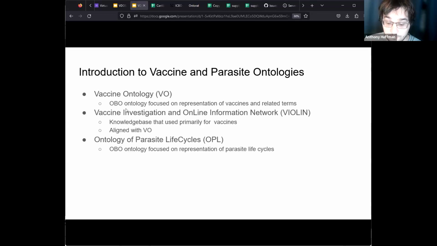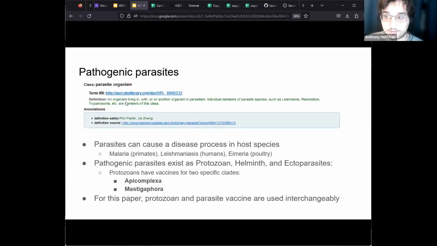I would also like to mention that as part of this work, we collaborated with the Ontology of Parasite Life Cycles, mainly because we wanted to import various terms related to parasite life cycles from this other OBO-aligned ontology. The main reason for this collaboration is that we are interested in this idea of pathogenic parasites.